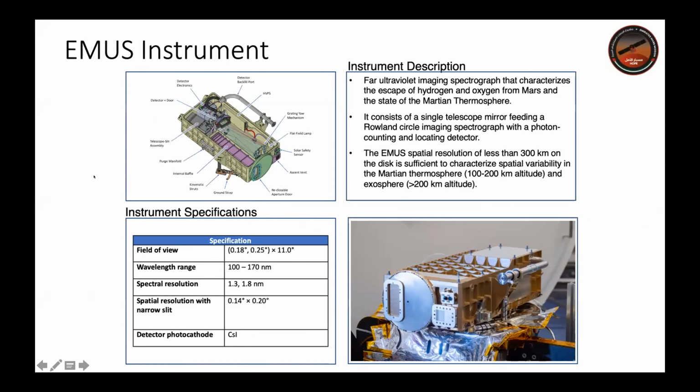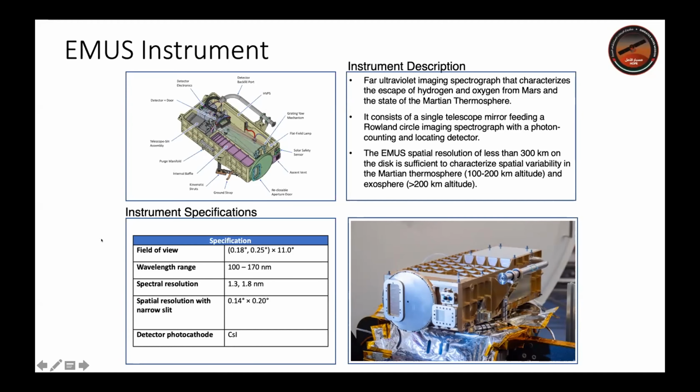EMUS is an ultraviolet instrument, as its name implies. So it's looking at wavelengths that are very short, not quite X-rays, but much shorter than what we see with our eyes. And so the nominal wavelength range here is about 100 to 170 nanometers. It has a slit changer, so it's actually able to observe with different types of spectral resolution. The two most common of those are 1.3 nanometers and 1.8 nanometers. Those have corresponding fields of view that are 0.14 degrees and 0.20 degrees. So that will also affect the spatial resolution that you have on the planet.